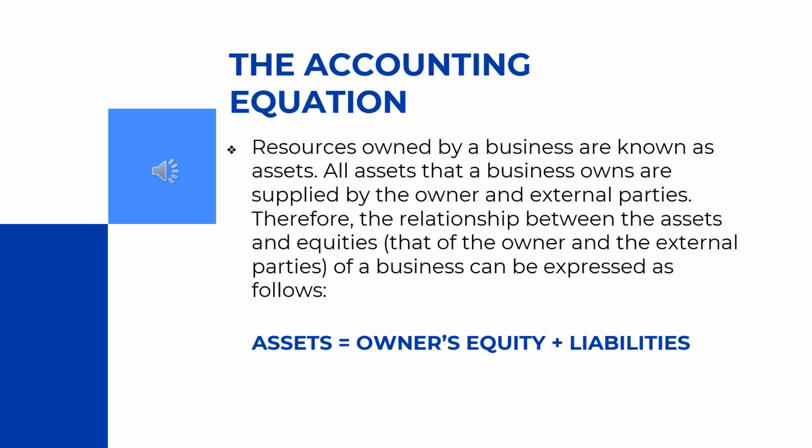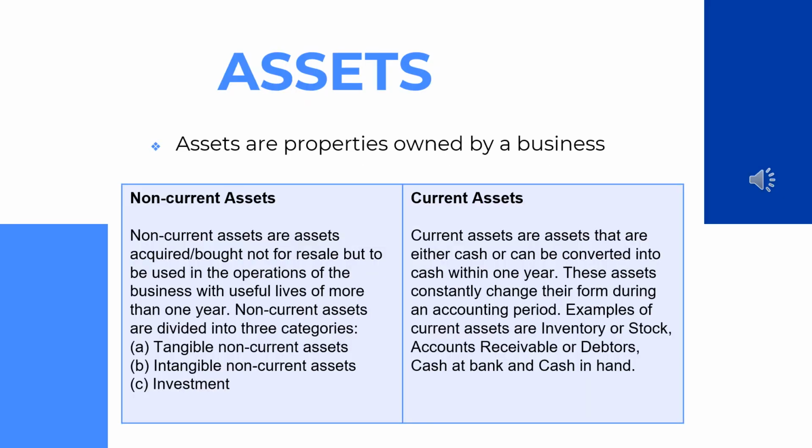Resources owned by a business are known as assets. All assets that a business owns are supplied by the owner and external parties. Therefore, the relationship between the assets and equity, that of the owner and the external party of a business, can be expressed as follows. Assets equal to owner's equity plus liability. So that is the accounting equation. So what is assets? Assets are property owned by a business.